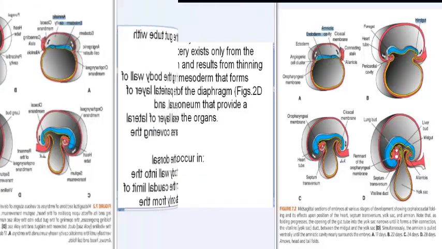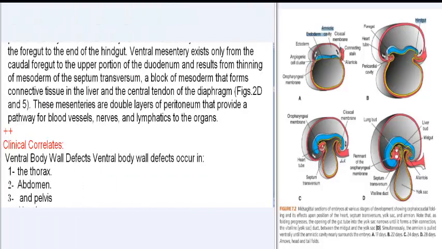Ventral mesentery exists only from the caudal foregut to the upper portion of the duodenum and results from thinning of mesoderm of the septum transversum, a block of mesoderm that forms connective tissue in the liver and the central tendon of the diaphragm, Figs. 2d and 5. These mesenteries are double layers of peritoneum that provide a pathway for blood vessels, nerves, and lymphatics to the organs.